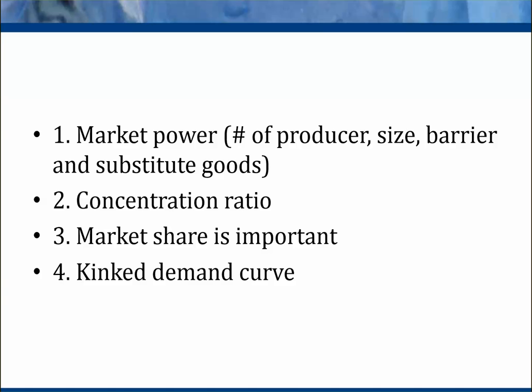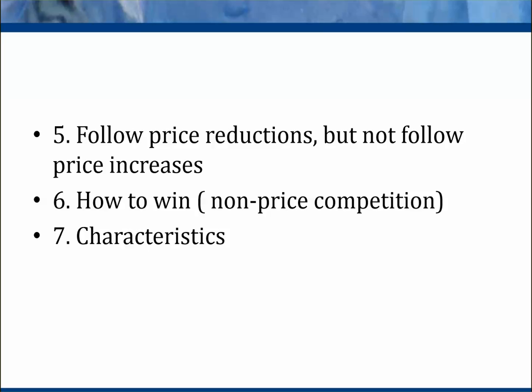The fourth is a super unique characteristic of oligopoly. That is, the oligopoly demand curve is a kinked demand curve. So we will spend a lot of time to discuss why the demand curve is a kinked demand curve. And the fifth we will learn is the decision rule if you have an oligopoly firm. The basic rule is if the price is reduced, the competitor will always follow. If the price is raised, the competitor will not follow.